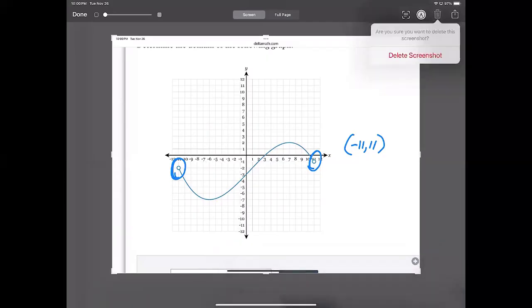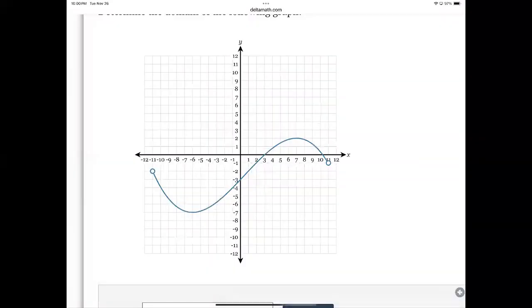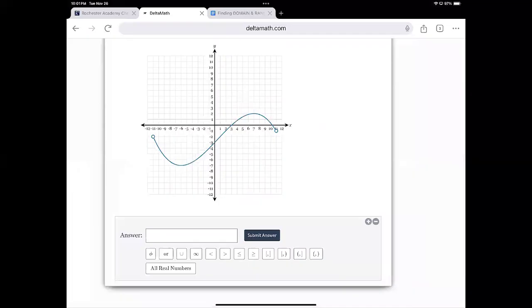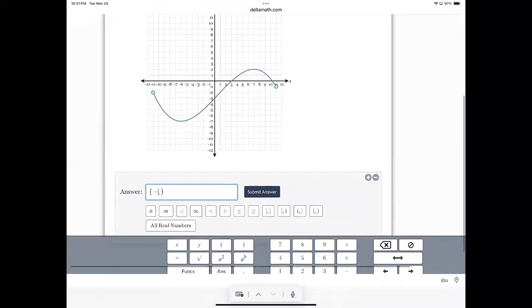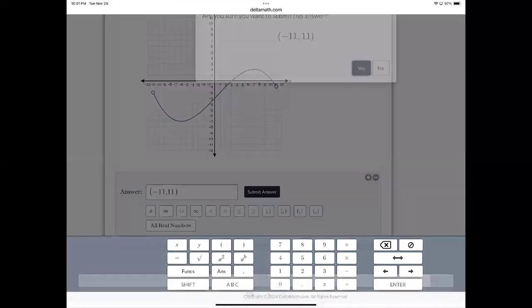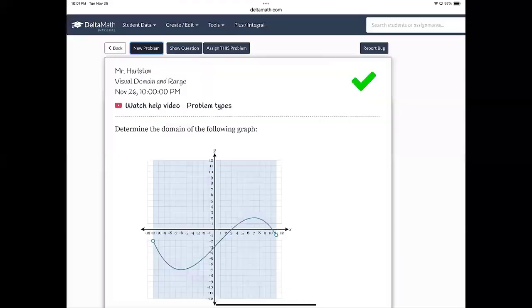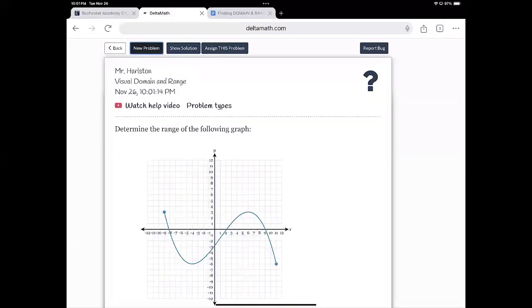So let's go to Delta Math and enter this. We're going to choose 2 parentheses, and then we're going to do a -11 to a +11. And then we're going to submit it. Let's see what it says. It says, nice job.